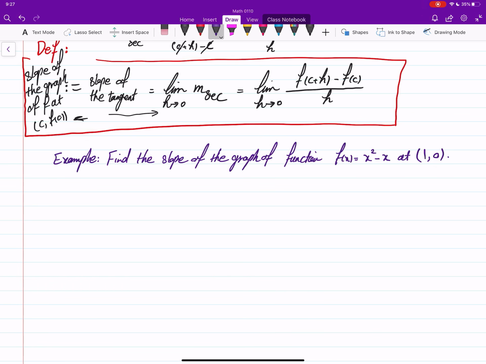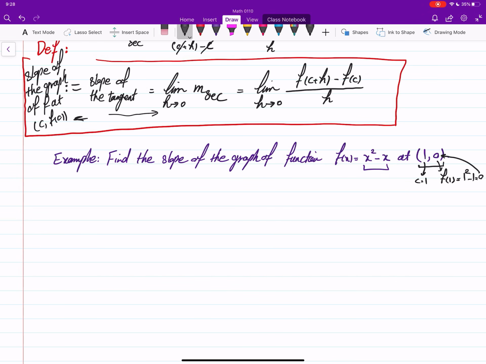Well, very nice. We have a function x squared minus x, and this is a point on the graph of that function. It means that if you plug the first component into the function, f at 1, it will give us 1 squared minus 1, which is 0. So that is a point on the graph of the function. So (1, 0). Now I need to find the slope of the graph at that point.